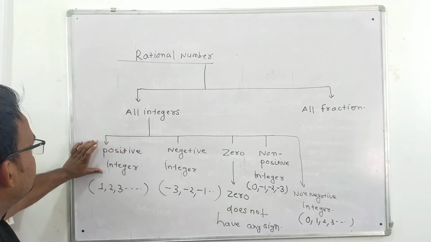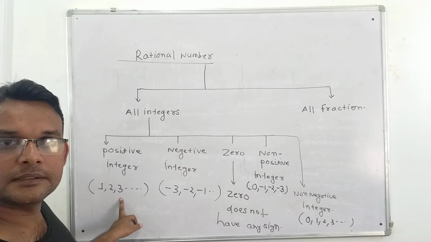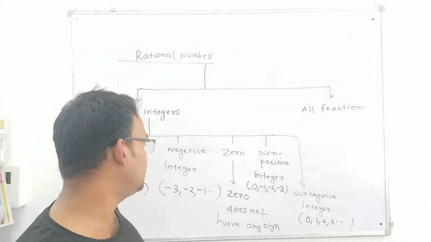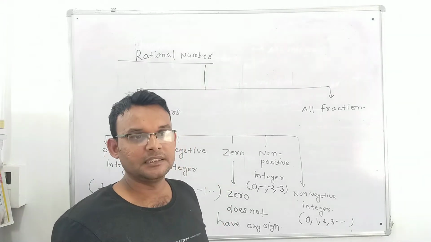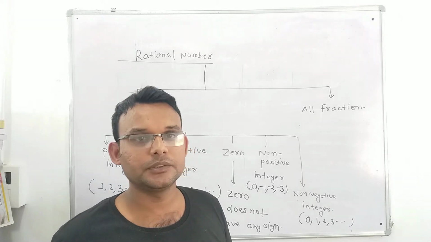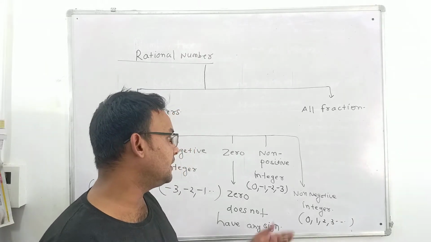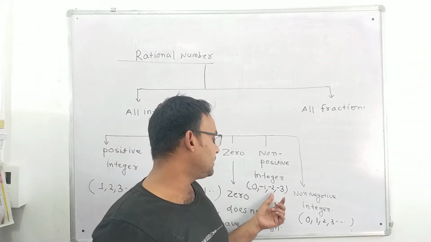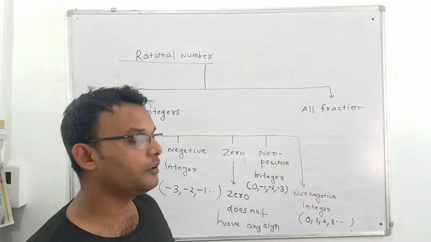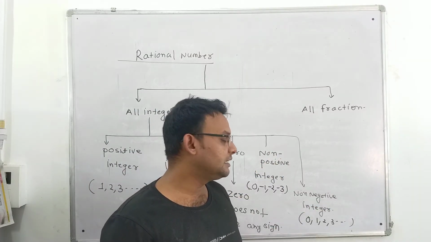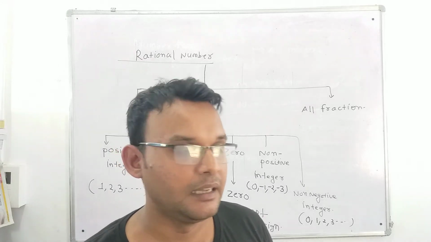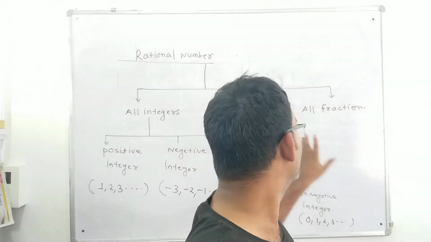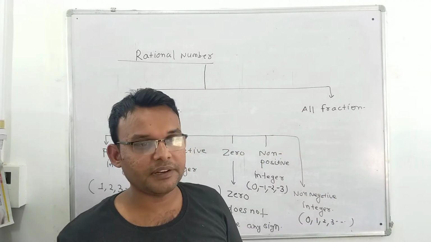In all integers, positive integer examples are 1, 2 and 3. Negative integer examples are -3, -2, -1. 0 is an integer, and 0 does not have any sign. Non-positive integers are 0, -1, -2, -3, and non-negative integers are 0, 1, 2 and 3, and all these integers are rational numbers. Is it clear?